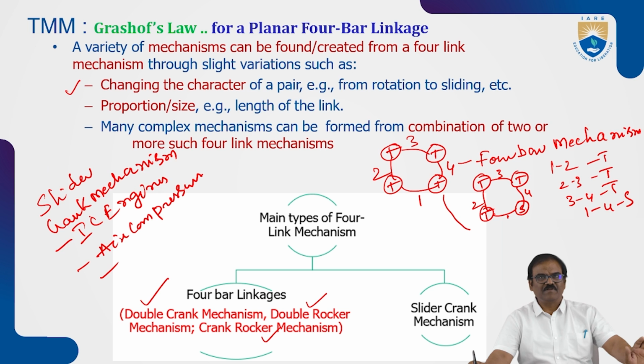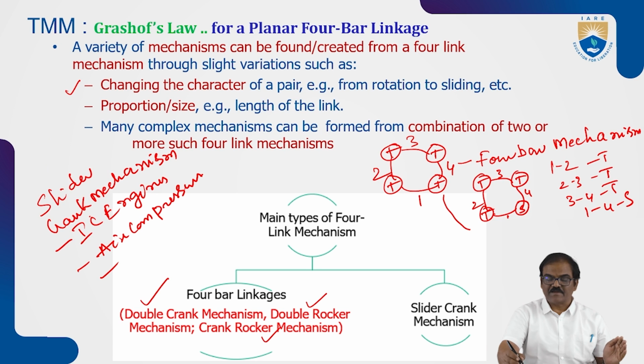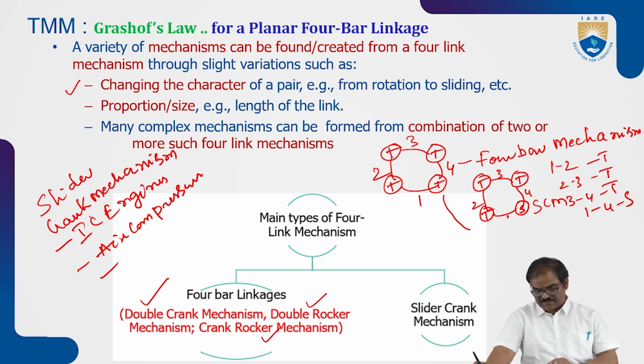So the main types of four-link mechanisms we have distinctly classified into double crank, double rocker, crank rocker. And the other one, by changing the character, is the slider crank mechanism, SCM, whose applications in real time are IC engines and air compressors.